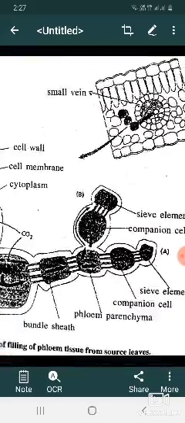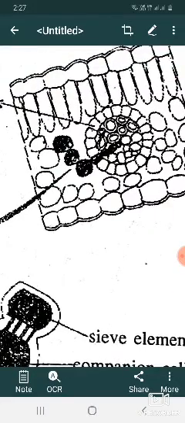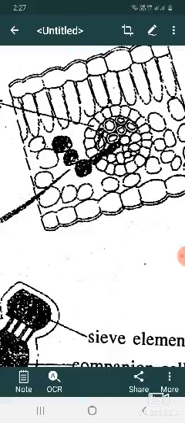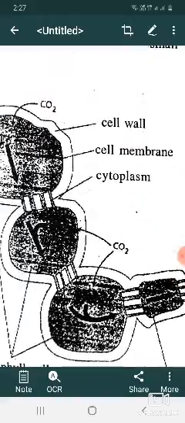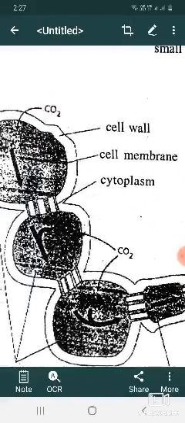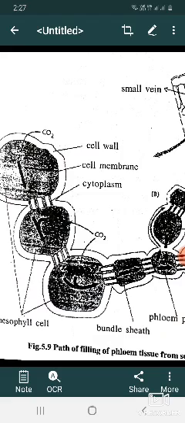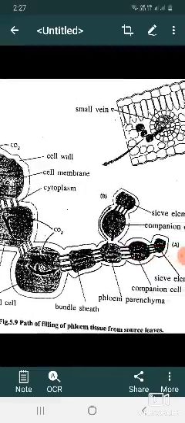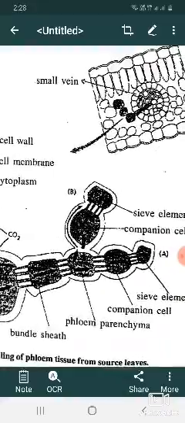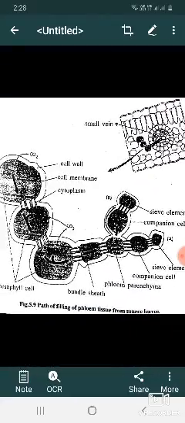So, this is the leaf internal structure. This is the vein, a small vein. So in the cells, this one is the cell wall, this is the cell membrane. This is the cytoplasm. So these are the mesophyll cells. This is the bundle sheath. This is phloem: companion cells, parenchyma, sieve elements, companion cells.